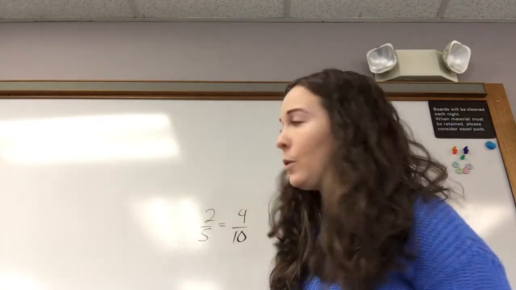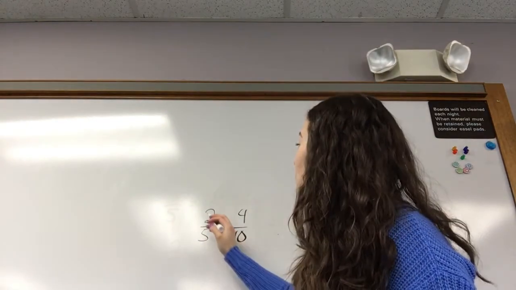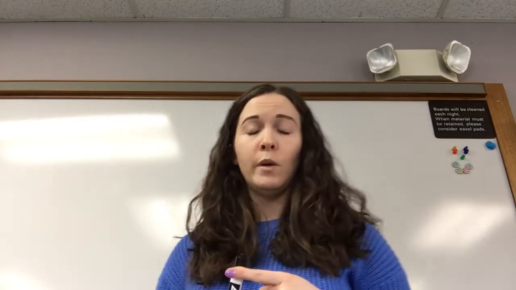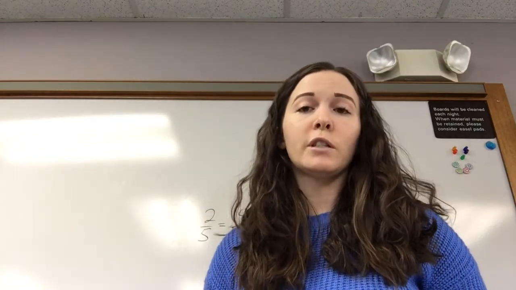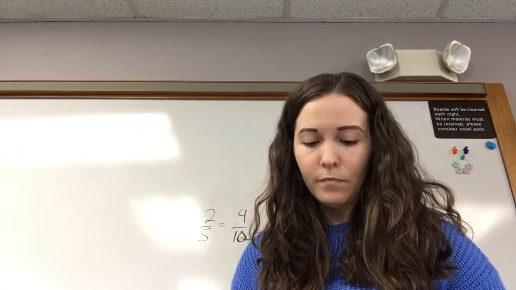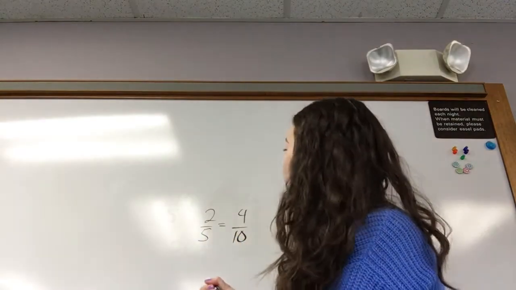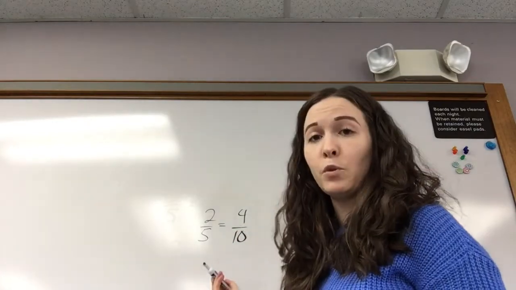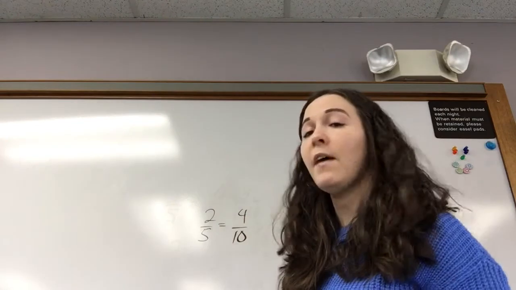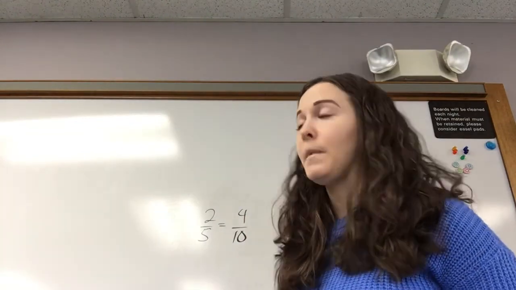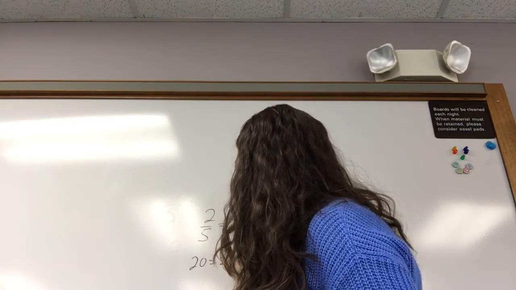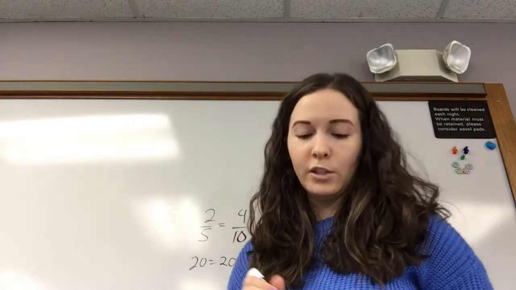In this case, we're going to crisscross multiply. So we would multiply 2 times 10 and 4 times 5. And the test of seeing if our proportion is true is to see if those crisscross products are equal. So we can see with the example on the board here, if we were to multiply 2 times 10, our answer would be 20. If we were to multiply 4 times 5, our answer would also be 20. Since the crisscross products are equal, 20 equals 20, we know that our proportion is correct.